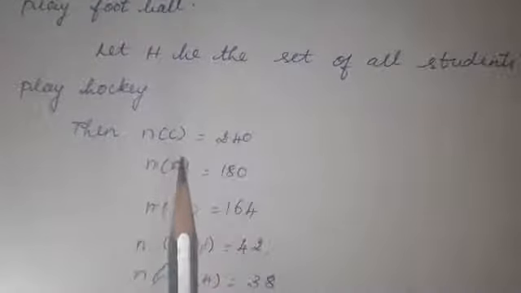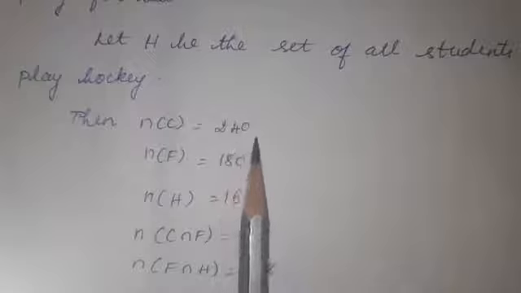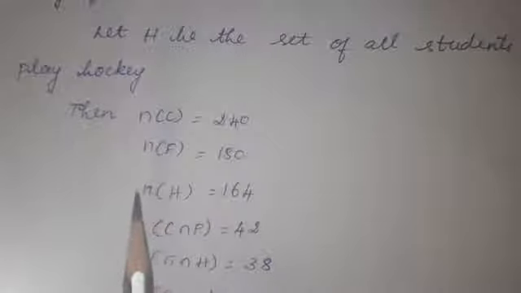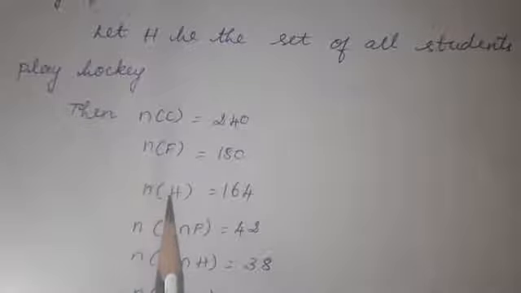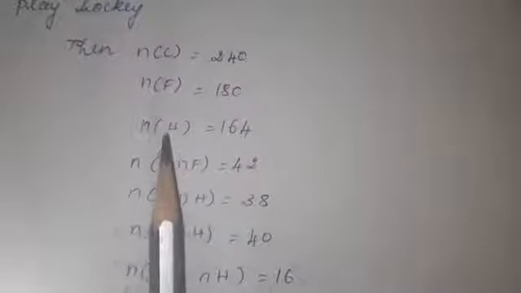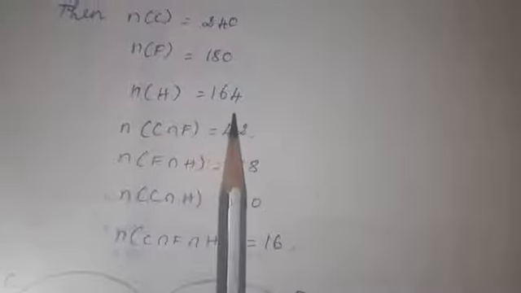Then N of C, the number of students who play cricket, is 240. In the question they gave us 240 students play cricket, so N of C is equal to 240. Next, 180 students play football, therefore N of F is equal to 180. 164 students play hockey, that can be written as N of H is equal to 164.